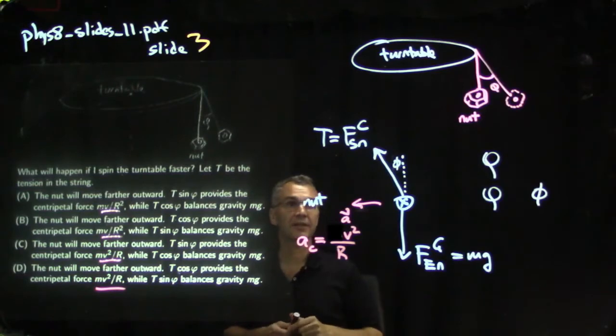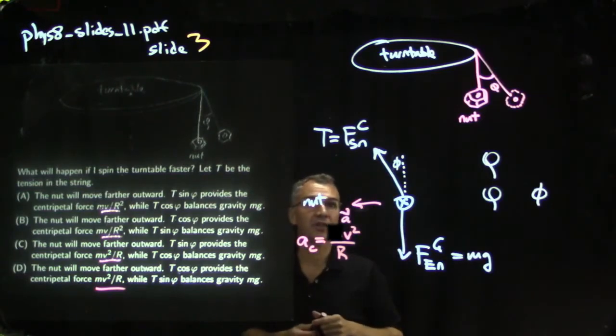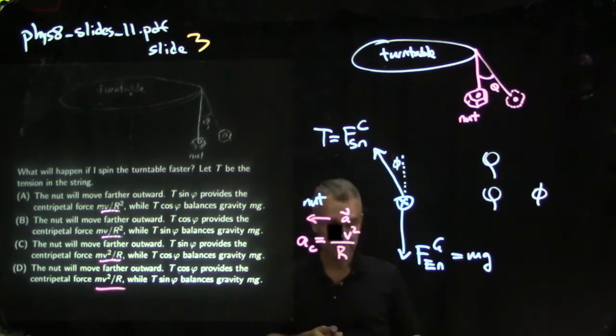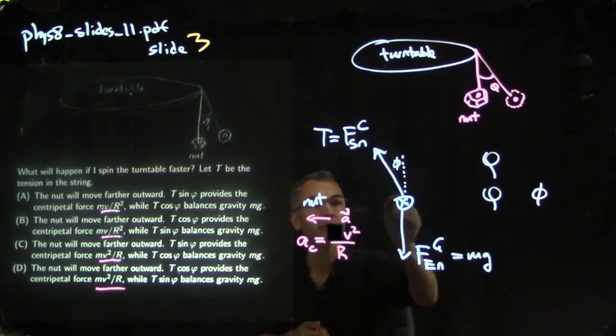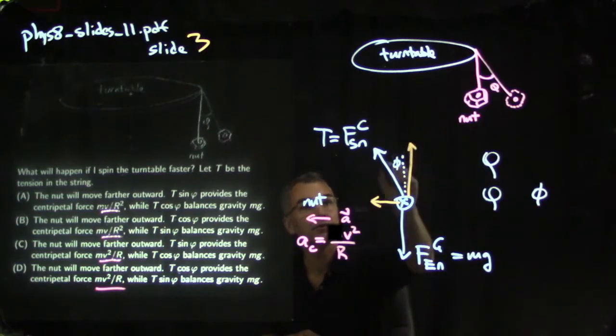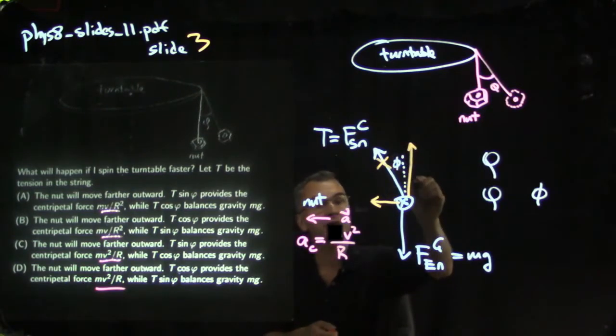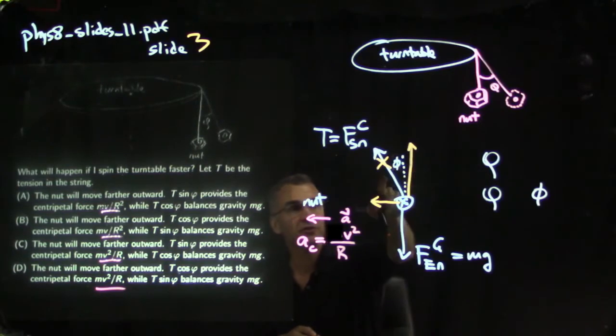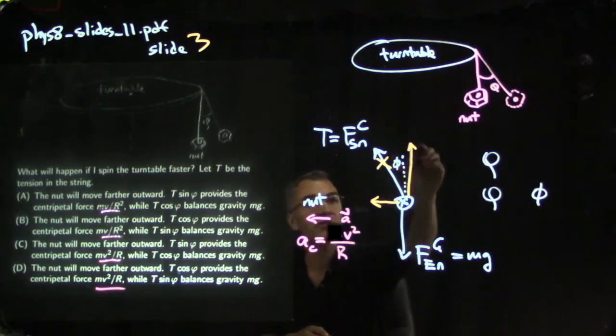Then I think we want to decompose this tension force. So let's decompose the tension force into this component and this component. So we'll cross this out. And this is a little bit tricky, but if we take phi, then you see adjacent over hypotenuse. Adjacent over hypotenuse is this vertical component. So this is actually T cosine phi.